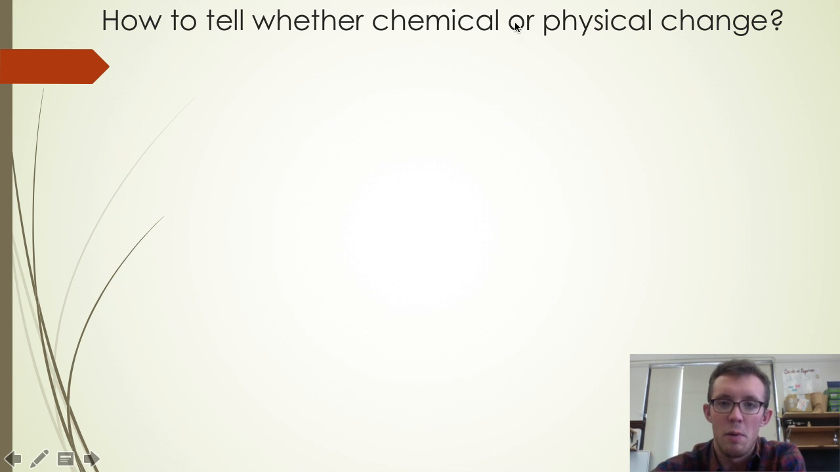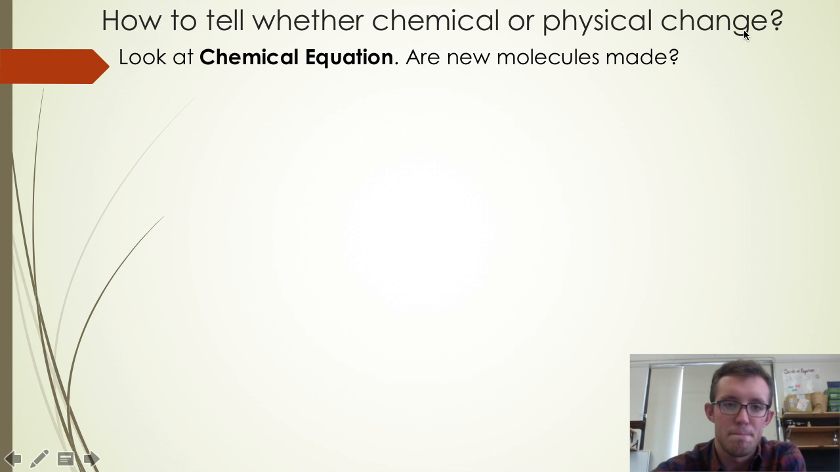So how can we tell whether something is a physical or chemical change? One way is by looking at chemical equations to see if there are any new molecules being made. If so, it would be a chemical change.